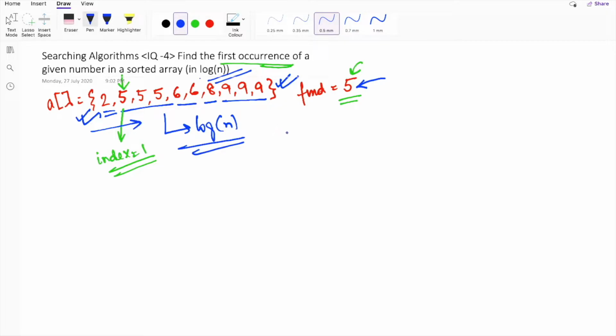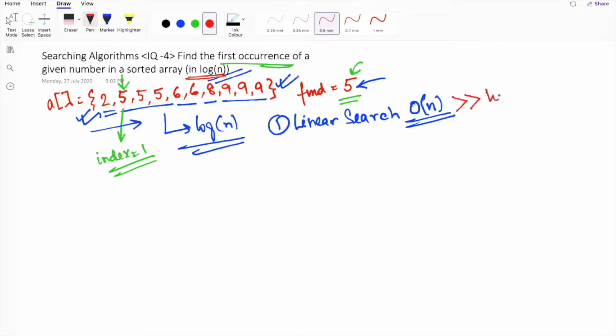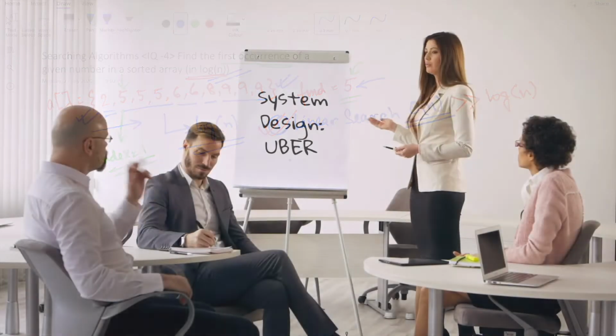But the complexity of a linear search algorithm is order of n, and the problem statement says that you need to find the solution in log of n time. So we cannot use a plain linear search algorithm to solve this problem. Let's find out how we can solve this in log of n time. Let's understand the solution using our whiteboard session.